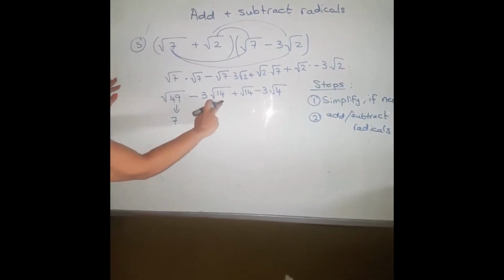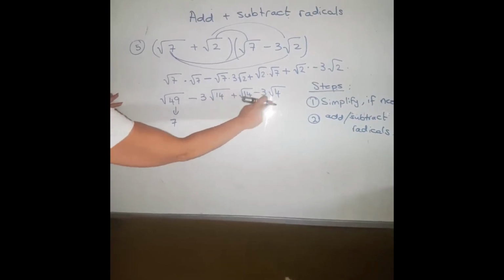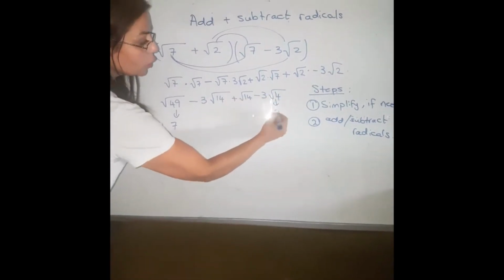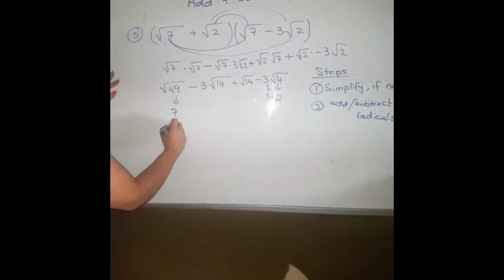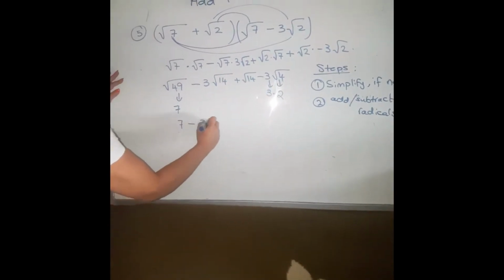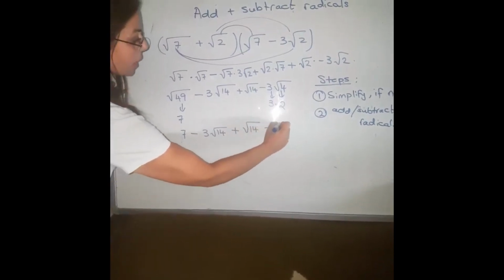Can I simplify radical 14? Nope, because it's 2 times 7. I can't. What do I do? Radical 4 is actually a 2. So it's 3 times 2. I rewrite it. 7 minus 3 radical 14 plus radical 14 minus 6.